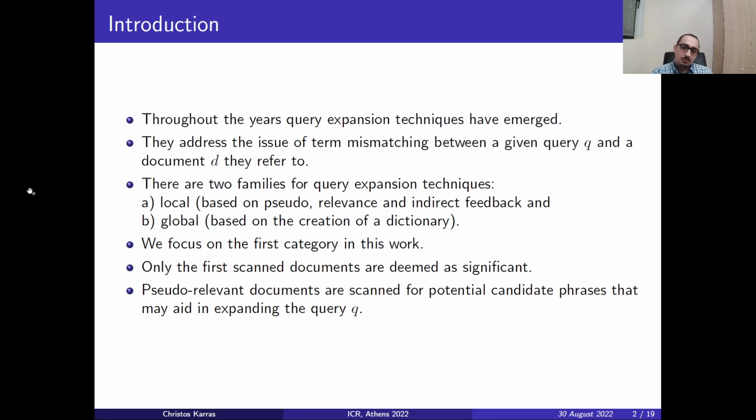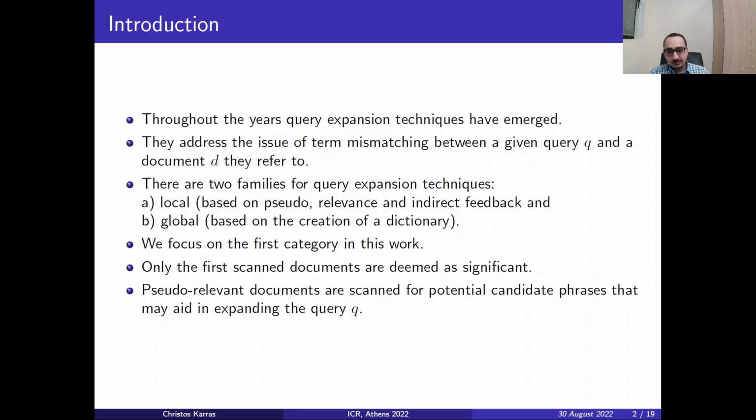Starting off with the introduction, query expansion techniques have emerged in our days because in the big data era we want to decrease the time to perform queries, and we want to find if a given query is close to what we look for and so on. So they address the issue of term mismatching between a given query Q and a document D they try to target. So there are two families of query expansion techniques.